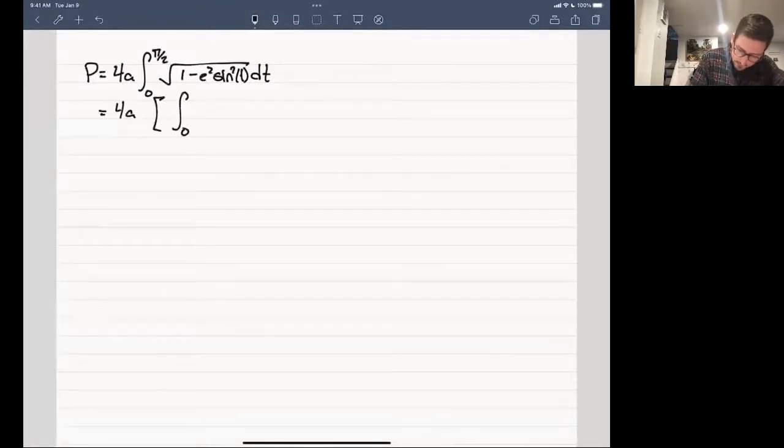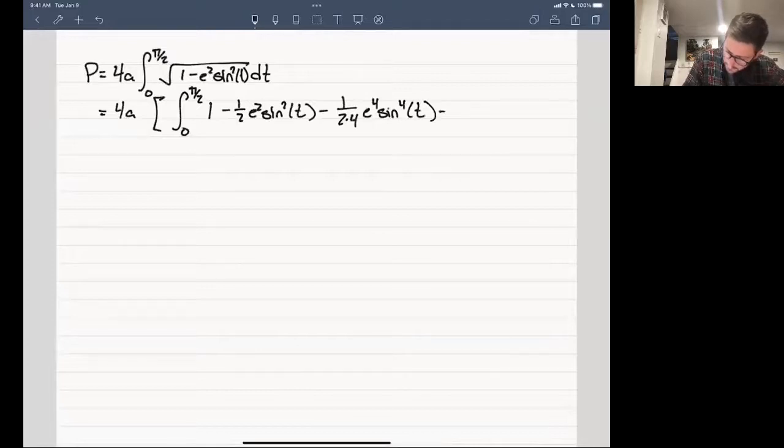Taylor expansion. And so we get 1 minus 1/2 e squared sine squared of t minus 1 over 2 times 4 e to the 4 sine to the 4 of t minus ... and then we'll put dt at the end here.